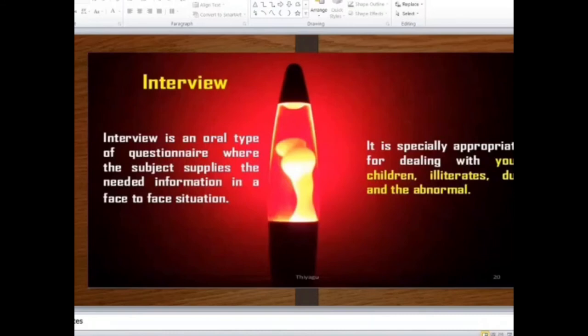I am giving an example for this. If you want to measure the aggressive behavior in children, we can directly go to those who are handling aggressive behavior people. You can directly interview them and we will get some sort of information from them. That is a face-to-face situation. We can meet and interview them and gather some information.